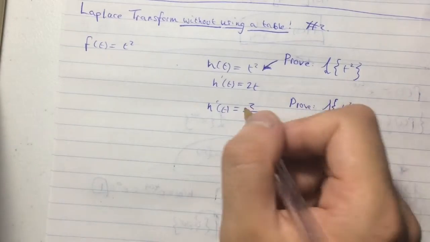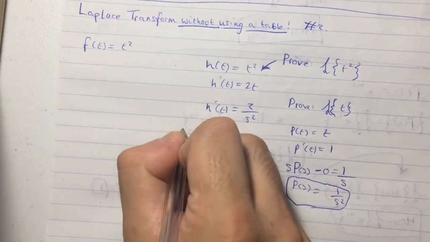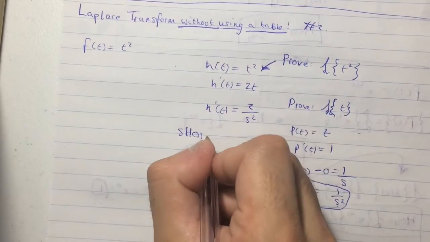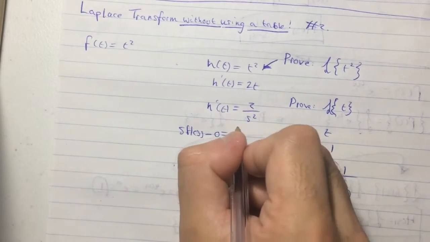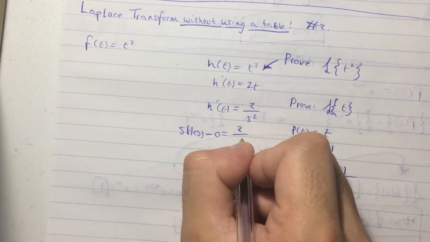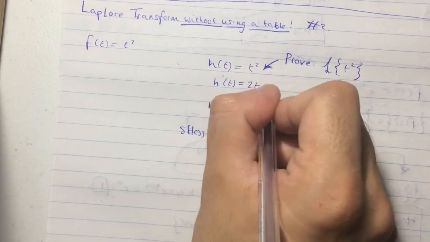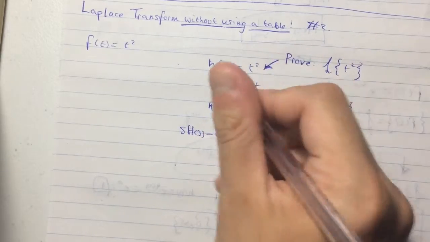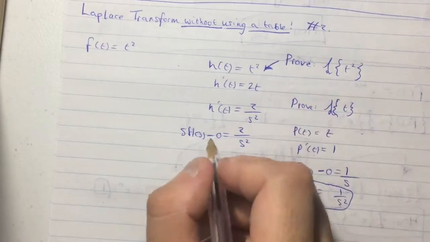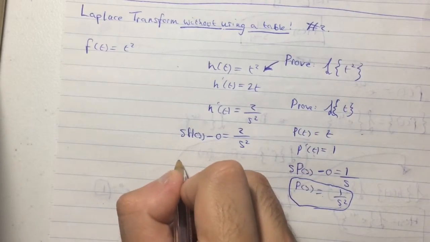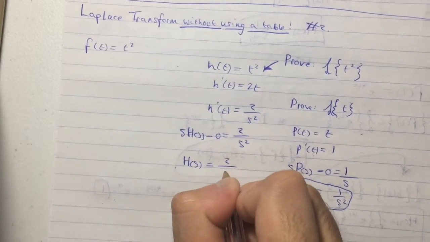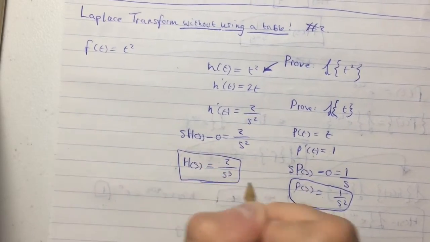Now we take the Laplace transform of both sides here. So sHs, and remember, h of t, if we plugged in 0 here, we'd get 0. So sHs minus 0 is equal to 2 over s squared, because I've proven this already. If I solve for Hs, you're going to find that this conveniently is exactly what we wanted.